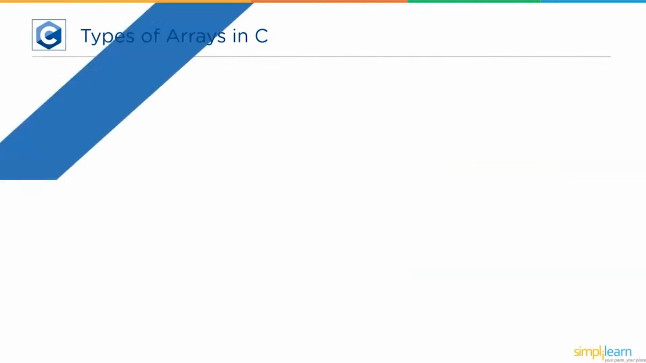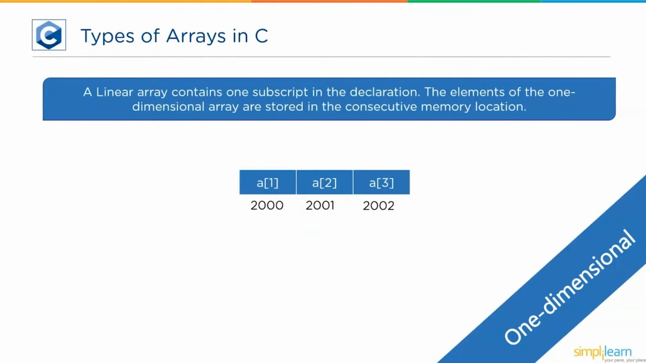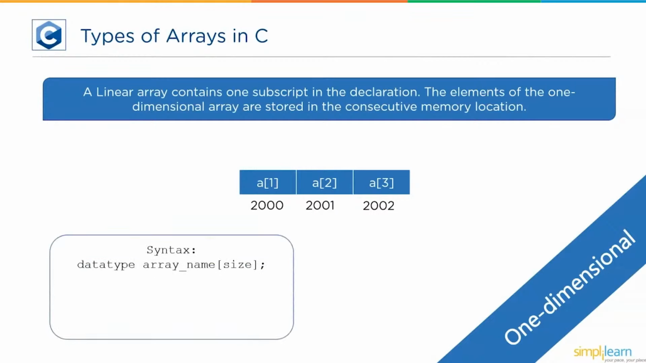First, let's start with one-dimensional array. One-dimensional arrays are also linear arrays that accept one subscript to mention the size of an array. Look at the given representation of a one-dimensional array. The elements are stored consecutively in the memory, and we have already discussed the array declaration. However, let us go through the syntax once again. We have a data type, array name and size. For example, int as a data type, a as an array name, and the size is 15.